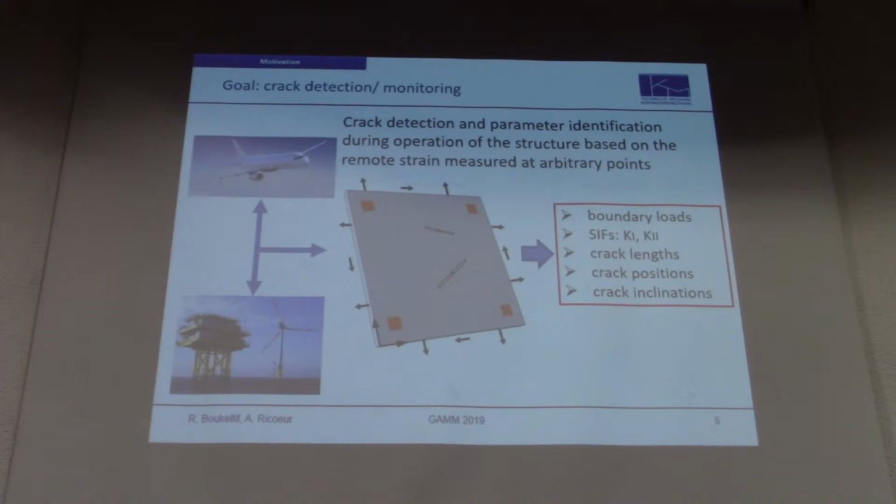Therefore, our goal is the crack detection and parameter identification during operation of the structure based on the remote strain measured at arbitrary points. That means we can calculate the stress intensity factors K1 and K2, and we can calculate the crack lengths, the crack positions, the crack inclinations, and the boundary loads.